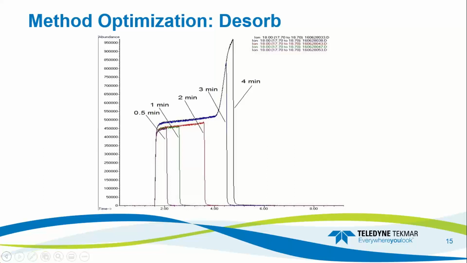The amount of time that gives us is enough compound transfer to the GC to give us the kind of sensitivity that we need. Anything beyond that 1 or 2 minutes of desorb is only introducing water vapor into the system. So by shortening that desorb time, we can significantly reduce the amount of moisture introduced to the GC.